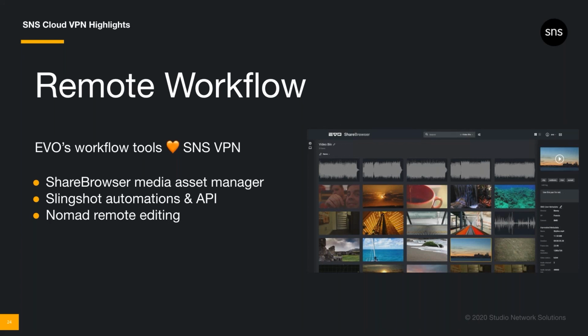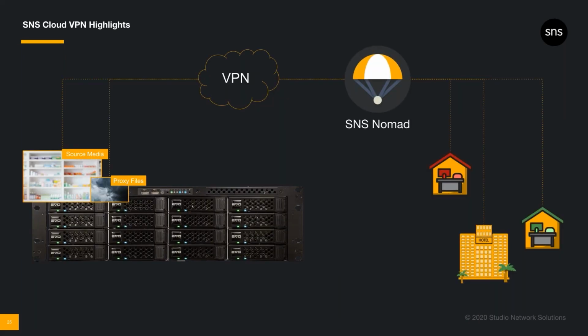This means you can use it to transfer files across the service just as you would if you were in the studio. It's not uncommon for our customers to have multiple Evo systems located in different offices. You can also use your VPN subscription as a bridge to enable Slingshot automations across Evo systems in different locations. You can also use another one of our recent products, Nomad. By now you've probably heard of it, but for those who may not be familiar, here's how Nomad works.